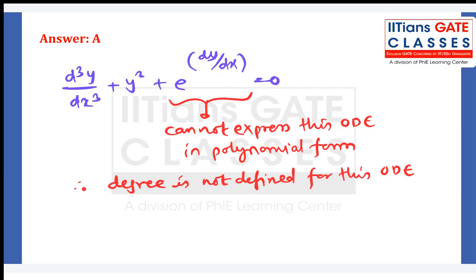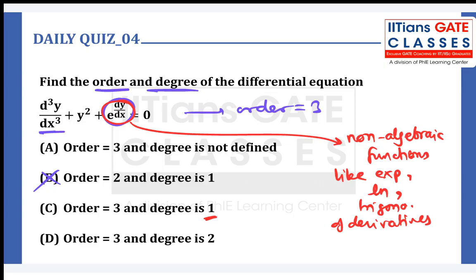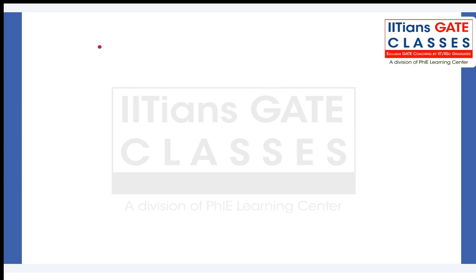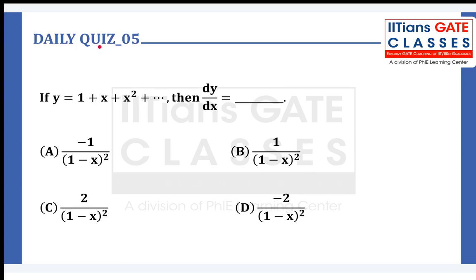Okay, so that's why the degree is not defined for this ODE. That's why option A should be the correct answer, not option C. Many students will tick option C, so that was the trick here. Okay, so let's go to the next question.